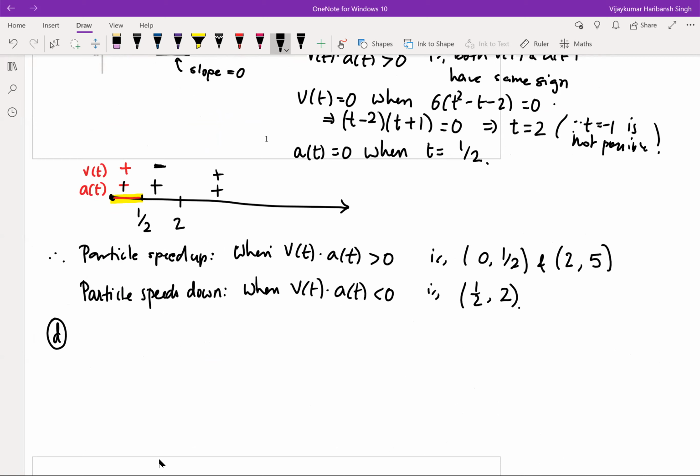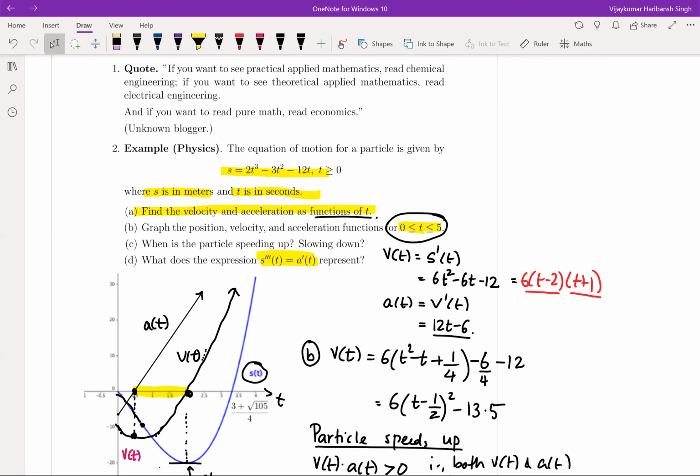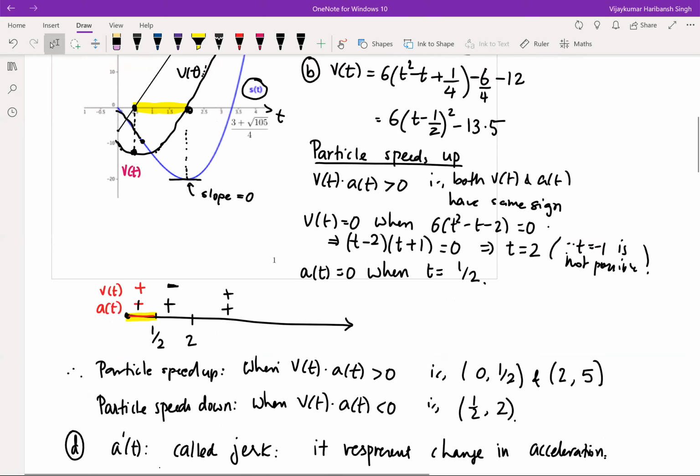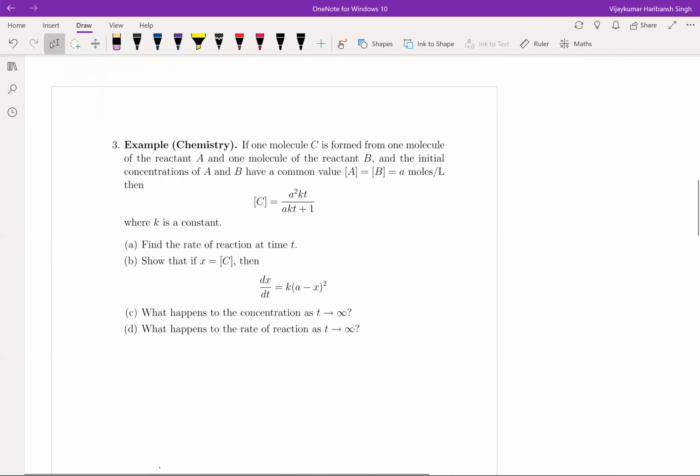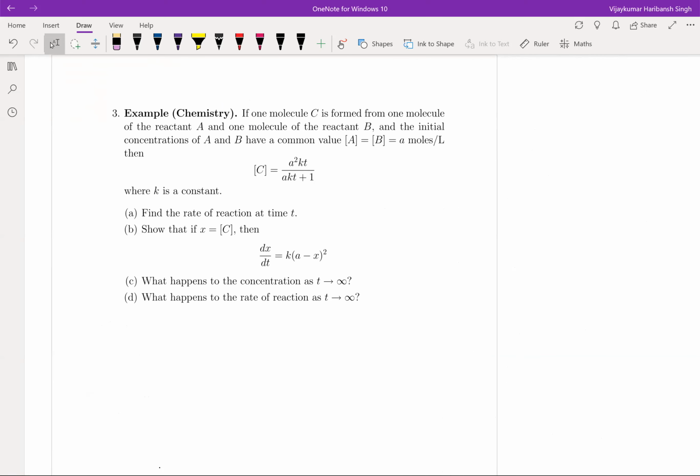Okay, so that was the example from physics on how to use the derivative to understand the motion of a particle, and velocity and acceleration. Now the next example comes from chemistry. So let's read this problem and make sense of it.